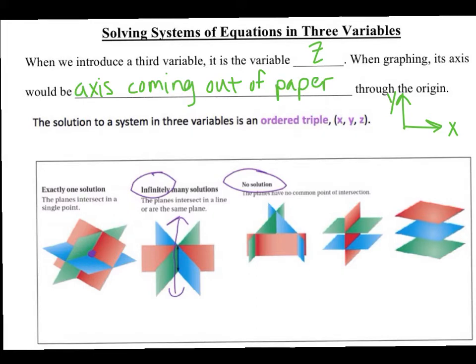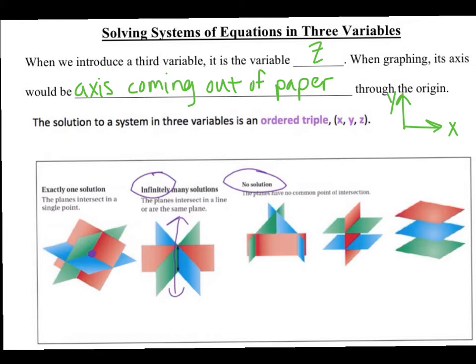So the solution to a system with three variables means it has an ordered pair with three values, x, y, and z. Now, there are some pictures below. I did post a picture in the page where you found this video. I'm hoping it might clear it up a little bit for you.